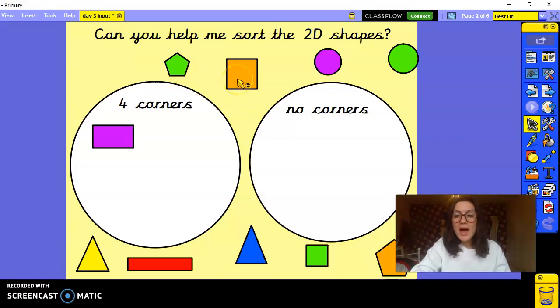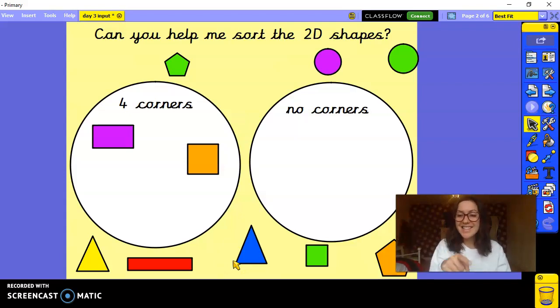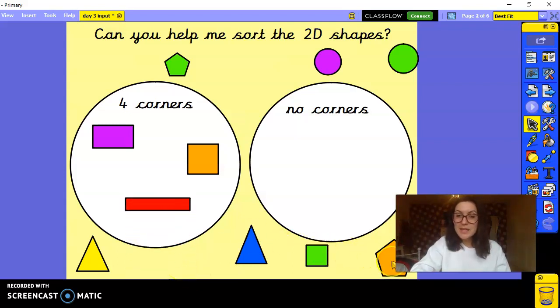This shape here, a square. Brilliant, that has 4. What about this shape here, this triangle? 1, 2, 3. Does that have 4? No. Does it have no corners? No. So where does it go? It stays there. Well done. What about this rectangle then? Brilliant. This pentagon? Yep, it would have to stay put, wouldn't it? Because it doesn't have 4 corners, and it certainly has more than none. It has 5. This one is brilliant going up here.